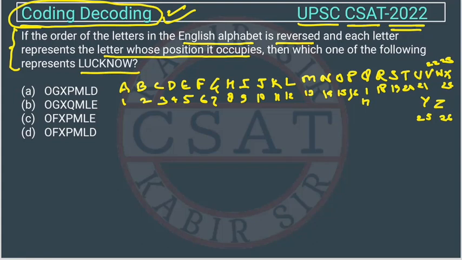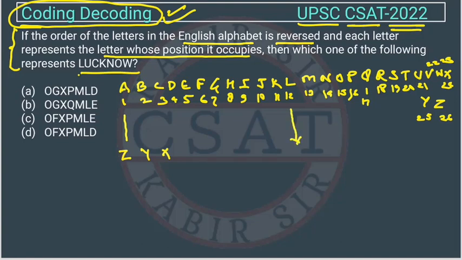Now they have reversed it. So at the first position there will be Z, and the second position there will be Y, right? So we will write it in a reverse order, in this way. So the question is asking that they have given the word Lucknow, right? L is at position 12. So what number will come at the position of L when we reverse it?